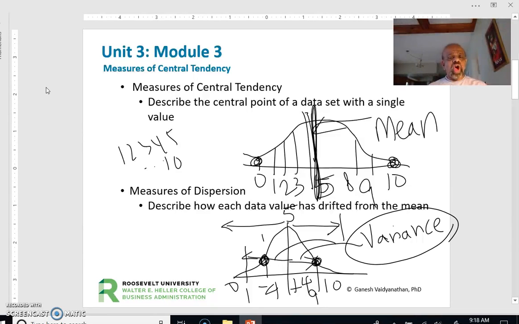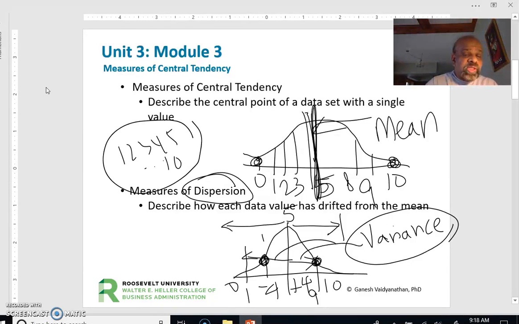So when people talk about variance, how the data point has drifted from the mean, has moved away from the mean, is what we are talking about as variance. And this is also called measure of dispersion. So a simple data set 1 to 10 can be looked at in various ways and methods in statistics.